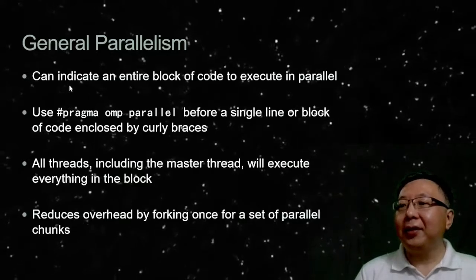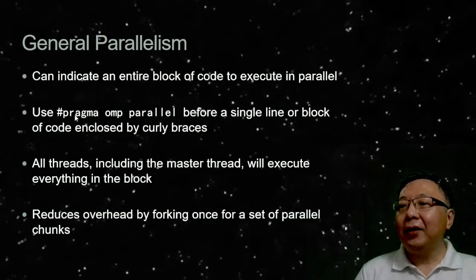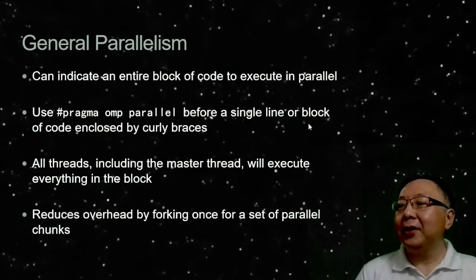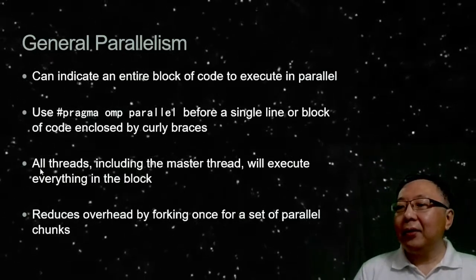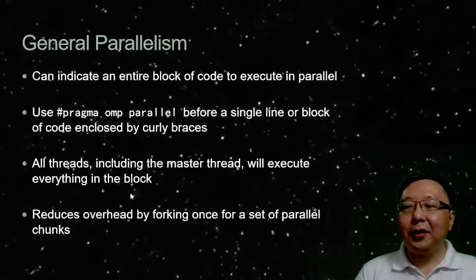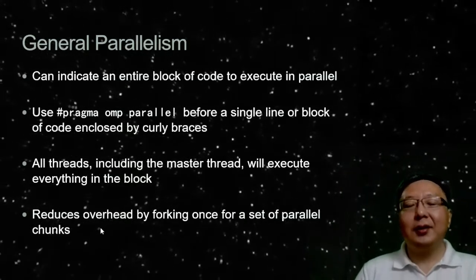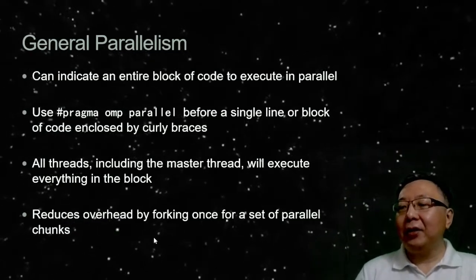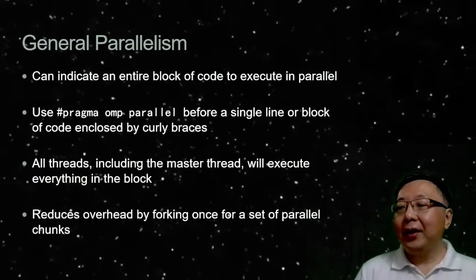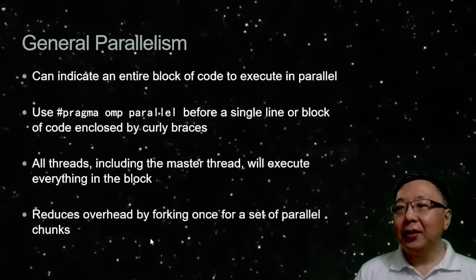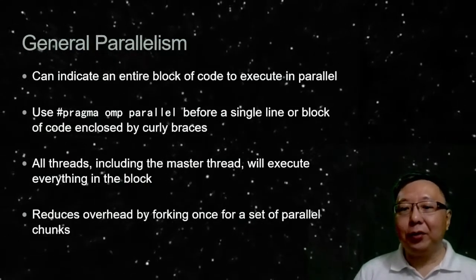And then there's general parallelism. You can say that this entire block of code is to be executed in parallel, and you use pragma OMP parallel before a single line or block of code enclosed by curly braces. Then you can have all threads, including the master thread, executing everything in the block. And the reason you might do this is because if you fork and join and fork and join, there's certain overhead in setting up the parallel chunks. So that's why you might want to do that.